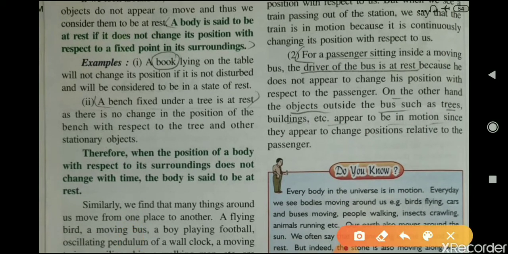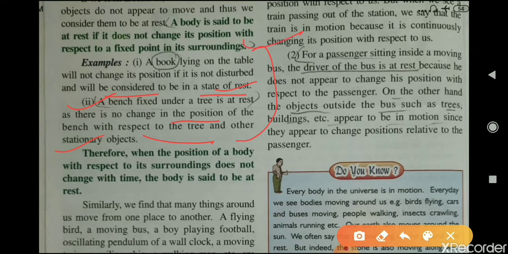First one is a book lying on a table. It will not change its position if it is not disturbed and will be considered to be in a state of rest. Means a book itself will not change its position if it is not disturbed by a person, then we will consider it to be in a state of rest. A bench fixed under a tree is at rest as there is no change in the position of the bench with respect to the tree and the other stationary objects. So these are the examples of rest.